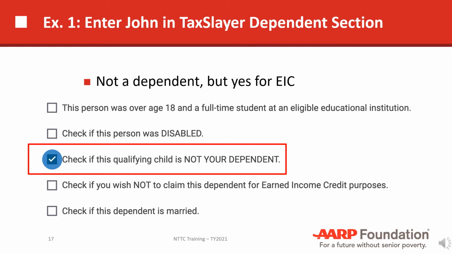Under John's name, there are a number of questions that you see here on this slide. And the one question that would need to be checked is the one that says check if John is a qualifying child but not your dependent. So he would not be the dependent on the tax return, but he would certainly qualify her for earned income credit. And in order for her to get earned income credit, this box would need to be checked.